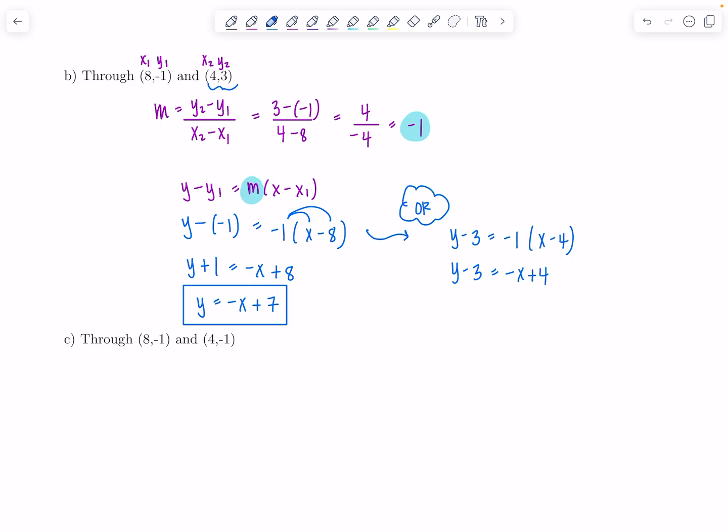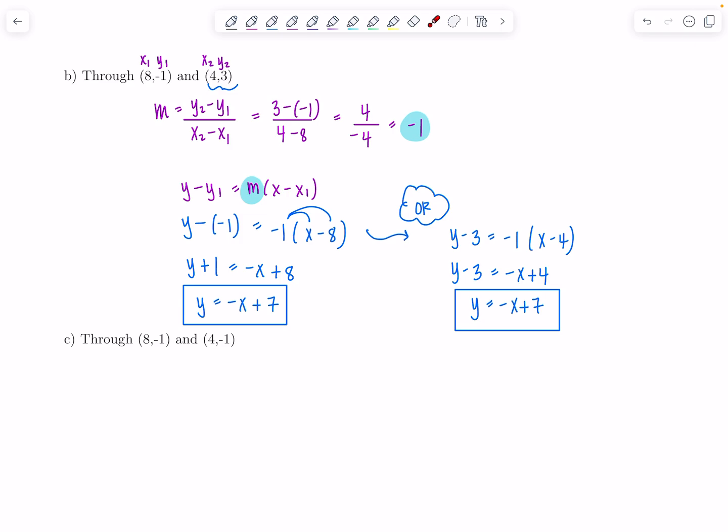How do I get rid of the 3? I add it. So y equals negative x plus 7. Oh me, oh my. They match, of course. So hopefully now you believe me in your heart of hearts. You can choose either point when substituting in for point slope form. Use the one that will be the least troublesome, okay?